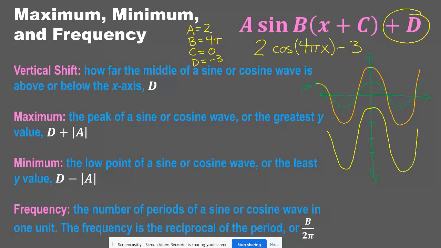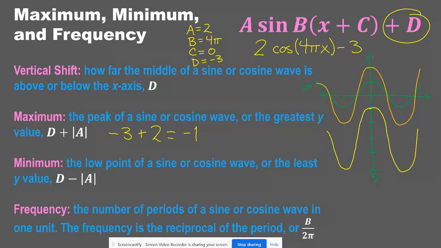And the way this will always work is you take that vertical shift number d, which in this case is negative 3, because that is going to tell you how far you lower or raise all the points on the graph, and then you add the amplitude, which is the absolute value of A, which is that very first number you're multiplying by the sine or the cosine. In this case, that would be 2. So if you do -3 plus 2, that tells you on the graph of this function, the maximum point would be at -1. So that's a y value. Y would be -1 at the maximum point on that wave.